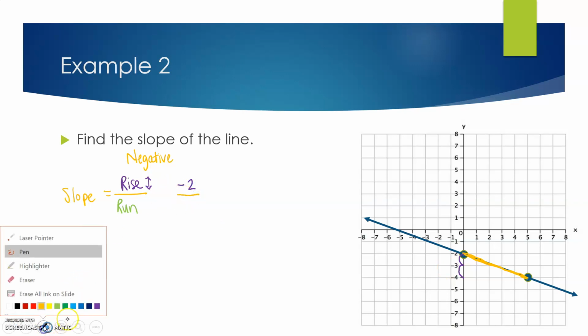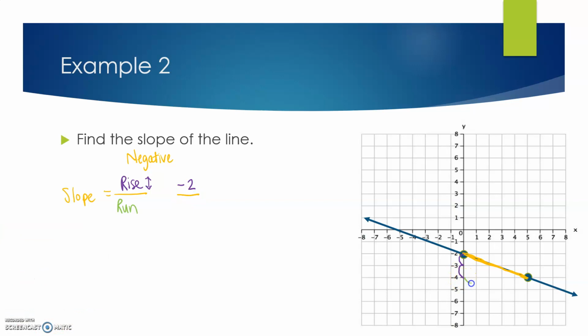over, how many do I run? I'm running 1, 2, 3, 4, 5. This time I moved to the right, which is in the positive direction. So I have a positive 5. My final answer should be negative, and I can see I've got 1 negative. Is there anything I can divide both 2 and 5 by? No. 2 is only divisible by 1 and itself, and 2 does not go into 5. So negative 2 over 5 is our slope.